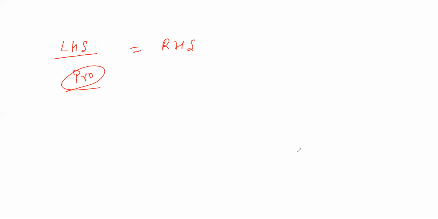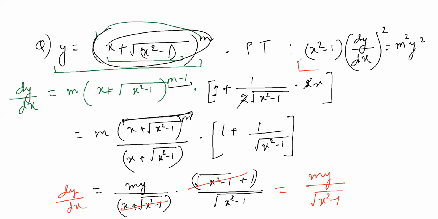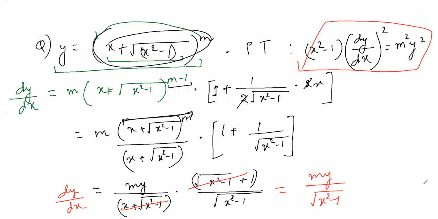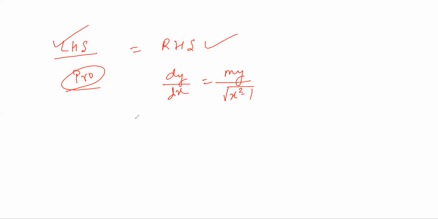That is a basic student. How does a pro student do the mathematics? Okay, so the expression which we have got is dy by dx is equal to m by root under x square minus 1. We need to prove this thing: x square minus 1 times dy by dx whole square is equal to m square y square. So I'm not going to follow the traditional way, by solving the LHS, then solving the RHS, and then equating them and proving it to be equal. I'm not going to do those traditional things. I'm going to show you a pro student trick. You just square both sides. Okay, just square both sides.